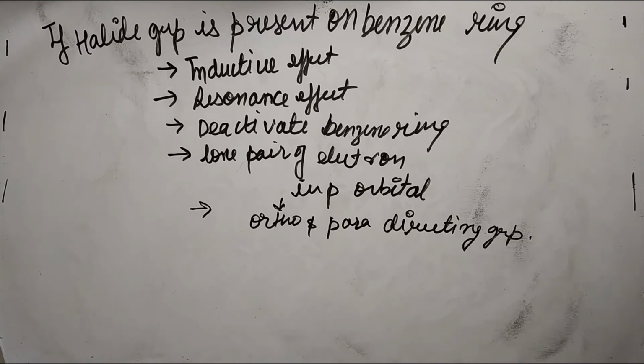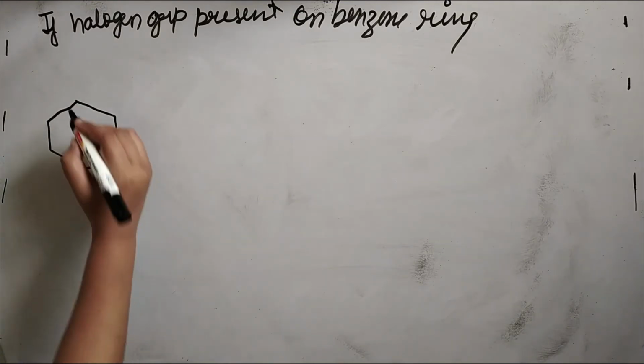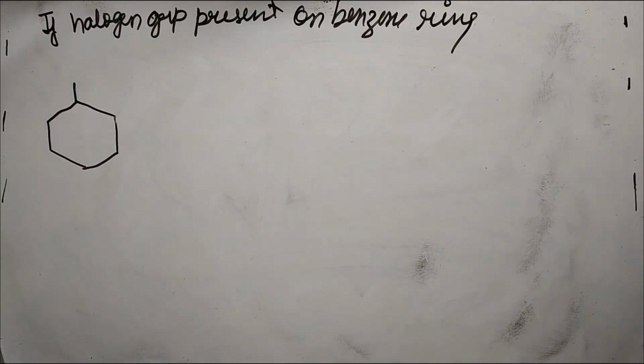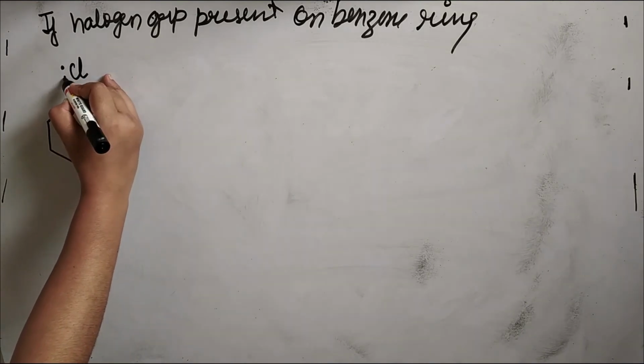So let's see how they will act. Let's discuss what will happen if a halogen group is present on the benzene ring, because the halogen has a lone pair of electrons in the p orbital. Let's draw their resonance structures. Let's take the example of chlorine, because it has lone pairs of electrons.